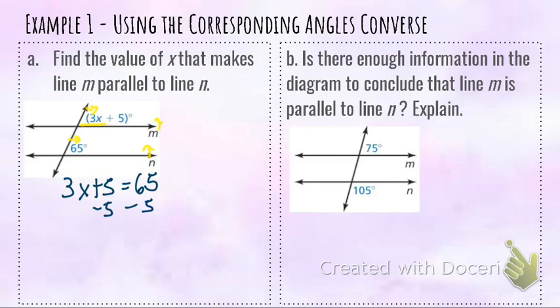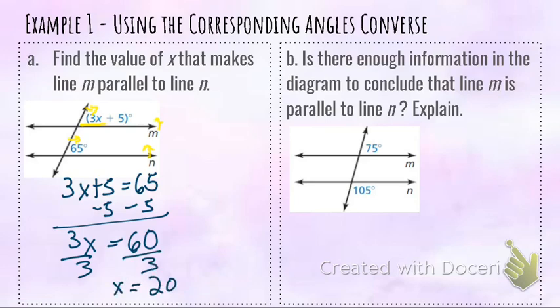We're going to subtract 5. We get 3x equals 60. Now we have to get x by itself. Remember, to get rid of multiplication, you have to divide, because when things are touching, they're being multiplied. So we're going to divide each side by 3. x equals 20.